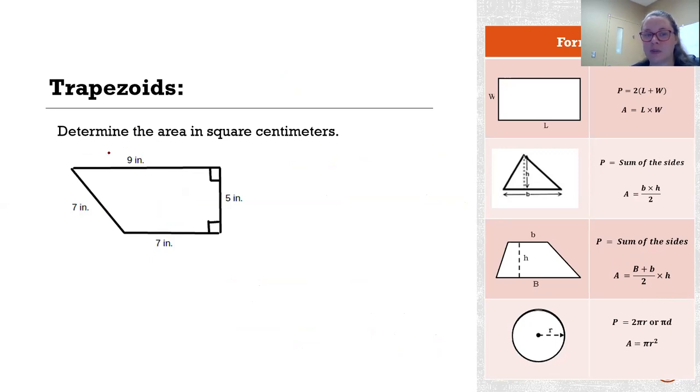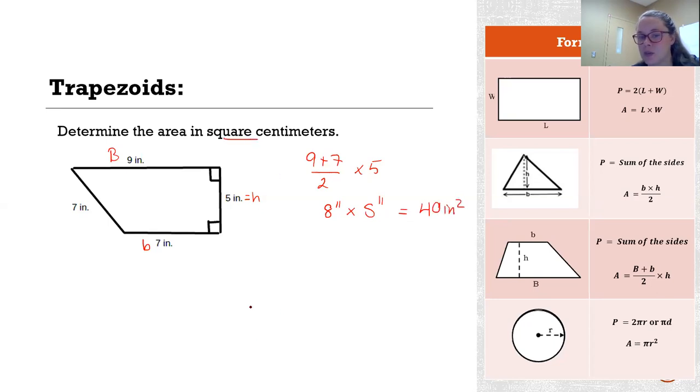So again, we have our big B, our little b, and for height, this one is not at 90 degrees. We're going to use the 5. So this is my height. So plugging it into our formula, and I'm going to do this converting at the end because I think it'll be good for you to see it again. So 9 plus 7 divided by 2 times 5 leaves us with 8 times 5, which gives me 40 inches squared.